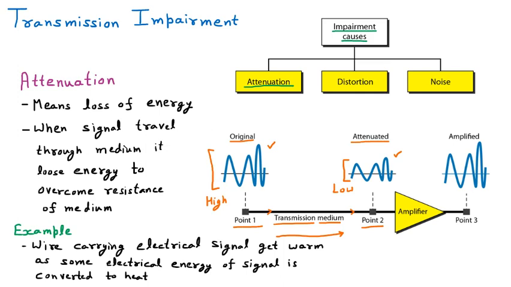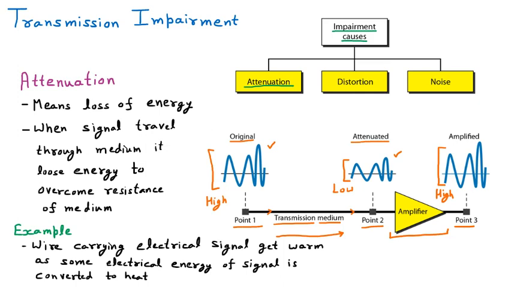So this is attenuation, which means the loss of energy. Just like in the electric wire we need transformers to increase the electricity back, similarly the low signal is again given back to high. This signal is brought back to high at point 3 by using an amplifier. Just like in electric wires we have transformers, here we have the amplifier, so that the reduced signals are amplified back. So this is the first kind of transmission impairment, that is attenuation.